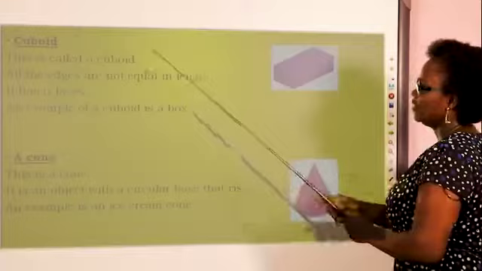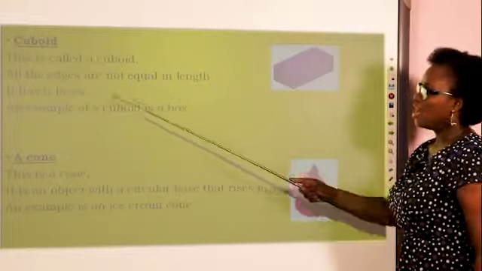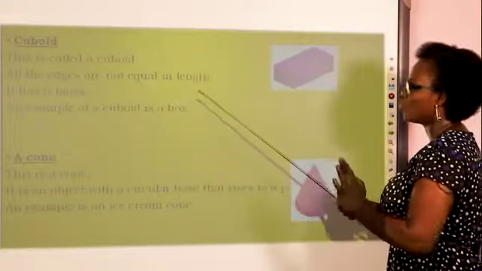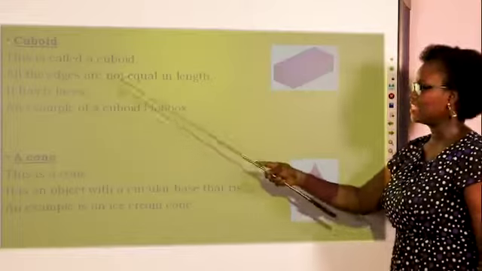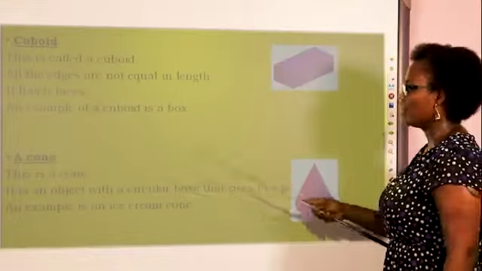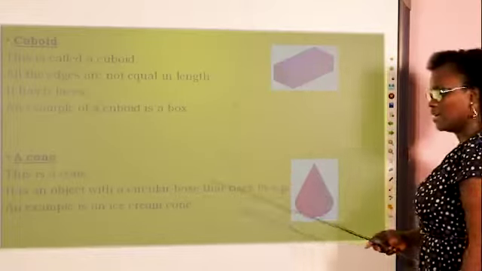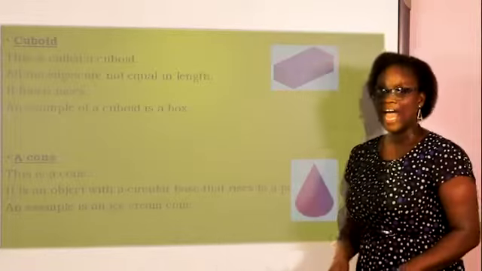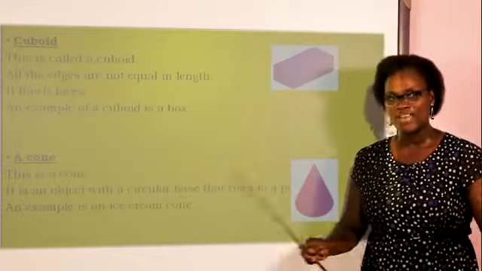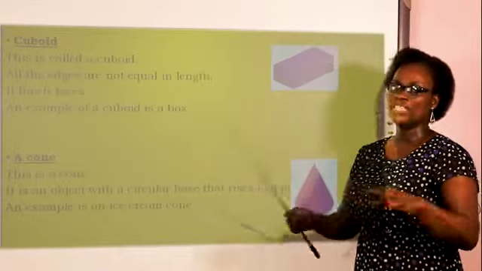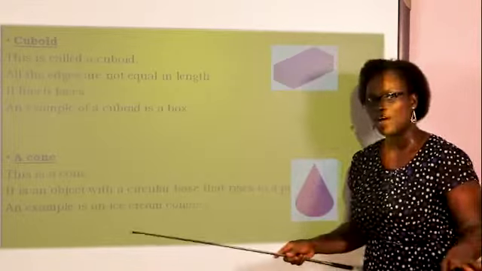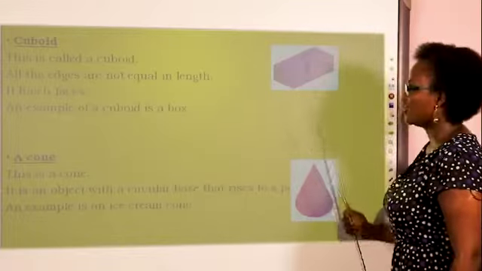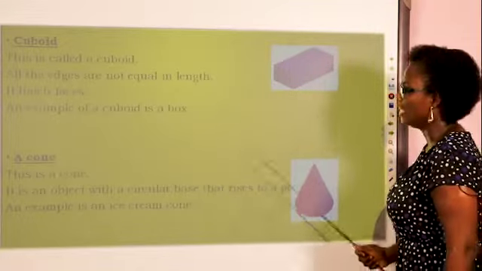Cuboid. This is called a cuboid. All the edges are not equal in length. It has 6 faces. An example of a cuboid is a box. A tissue box, an Indomie box, cereal boxes, cornflakes, Weetabix, Cocoa Pops. Their boxes are cuboid. They are not equal in length.